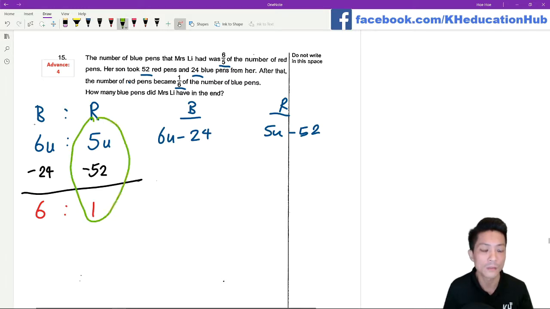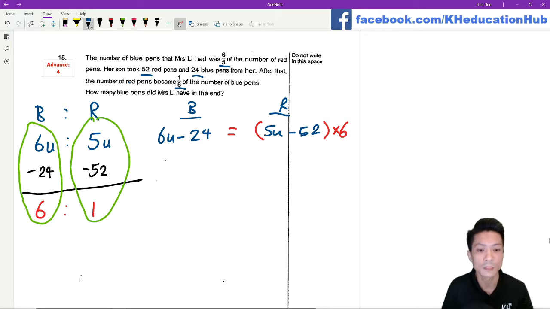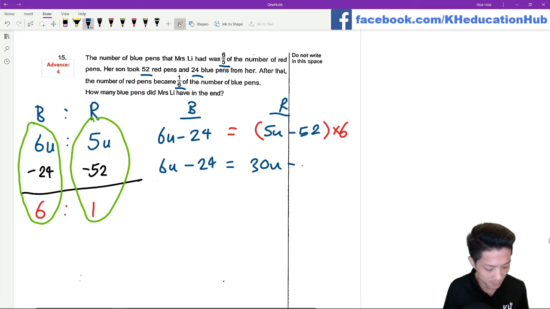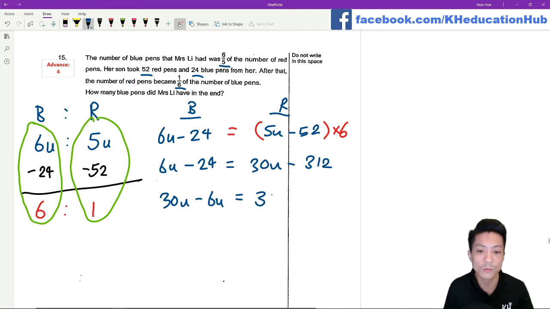Okay, here and here. So to make them the same, I'm going to multiply by 6 to this, to make them equal. So 6 units minus 24 now will be equal to 30 units minus 312. The next step would be 30 units minus 6 units will be equal to 312 minus 24.